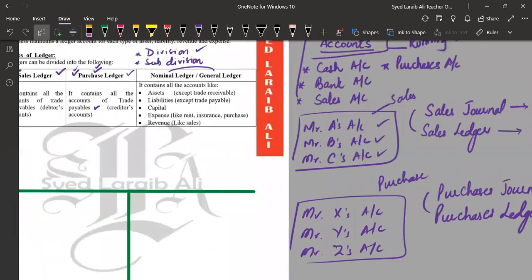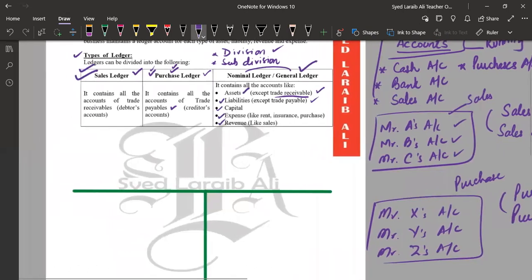The last but not least is the nominal ledger. A nominal ledger or a general ledger is a book in which all the accounts of assets, liabilities, capital, expense, and revenue are maintained, except trade receivables and trade payables. For example, you know that assets include premises, land, building, trade receivable, cash, bank. All these are your assets. Among these, all the asset accounts are maintained in the nominal ledger except trade receivable.